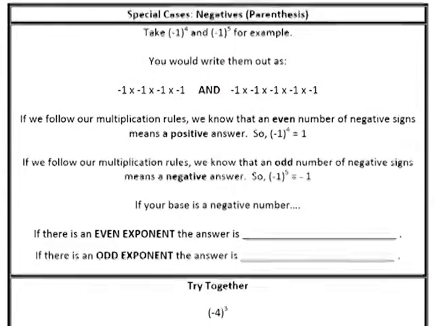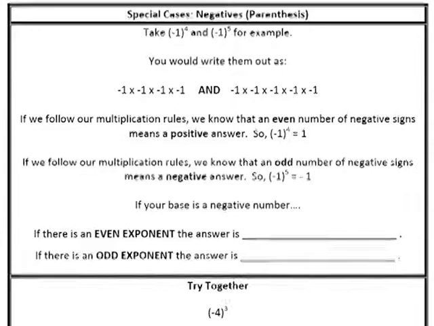Special case, when 1 is a base, the answer is always 1. We went through in class why this is true, but you don't really necessarily need to know why it's true, just simply that it's true. So 1 to any number, 8, 9, 10, a million, doesn't matter, is 1.